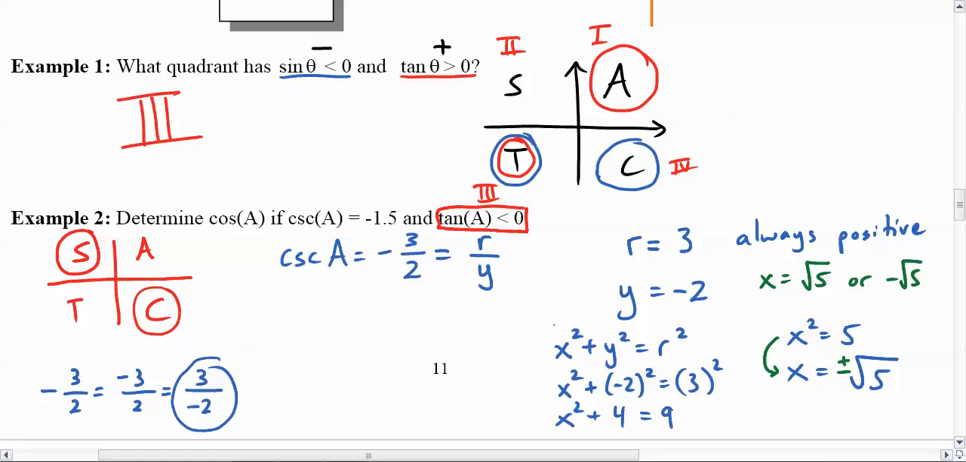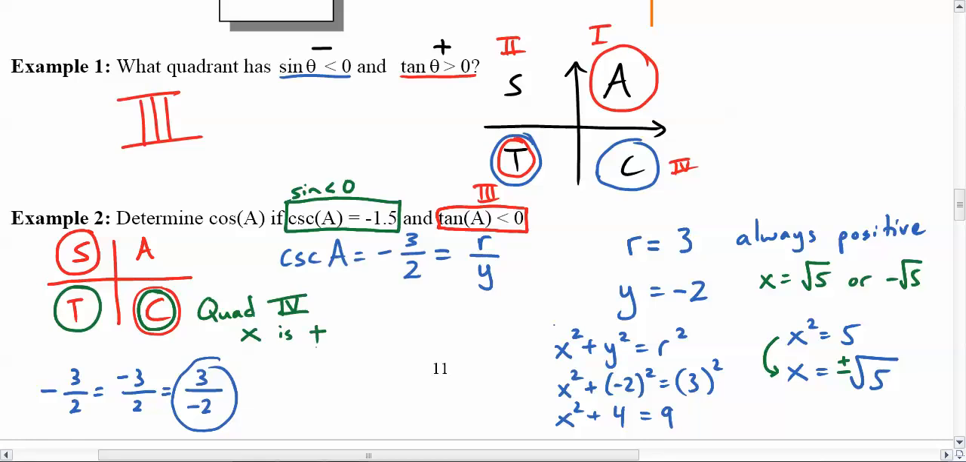How do you know it's in quadrant 4? Because the y is negative. Cosecant is negative when sine is negative. Sine is negative in quadrants 3 and 4. So because the y value is negative, that means I must be in quadrant 4. And in quadrant 4, x is positive, because I'm on the positive side of the x-axis. So that means I must have this one and not this one.